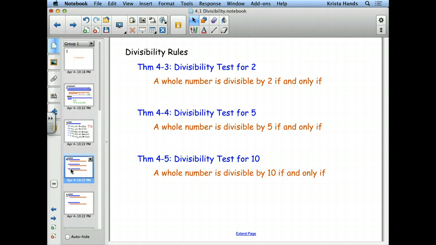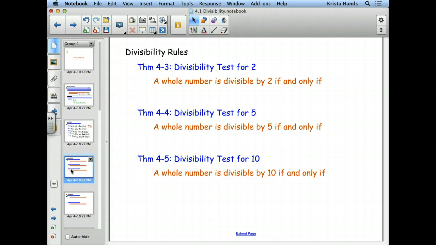Divisibility rules. The first one, divisibility test for 2. How in the world do you look at a number and decide it's going to divide by 2? What do you do? So what does it take for something to be an even number? What does that mean? It's really important. And we only have to look at one digit, correct? The number can be extremely long and ugly, but we really only have to look at the last digit.